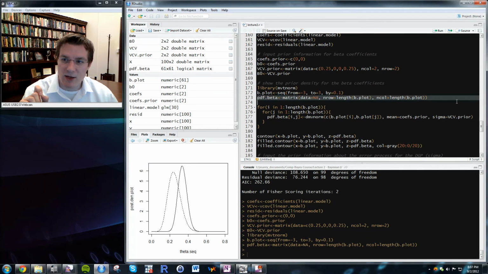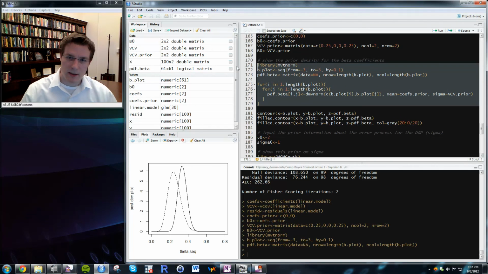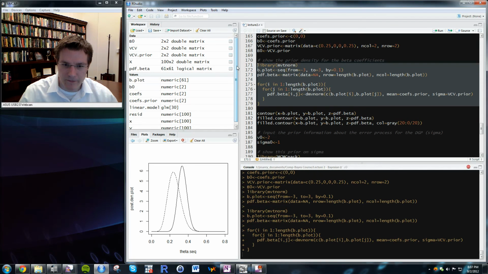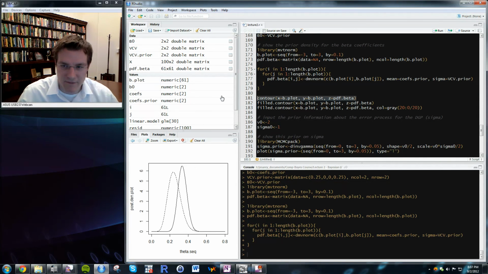And so I've created a little matrix here that's going to hold my PDF values. I'm just going to cycle through all my different values of beta from -3 to 3. And I'm going to compute the density of the multivariate normal at the intercept, or I'm sorry, it's the x coefficient comes first, I believe. The x coefficient and the intercept. And the mean of this is going to be equal to the mean of the prior, and the variance covariance matrix is going to be equal to the VCV of the prior. So I'm going to compute all these values. Should only take a second. Then I'm going to create a contour plot.